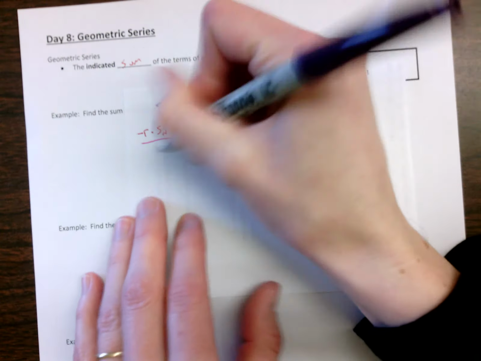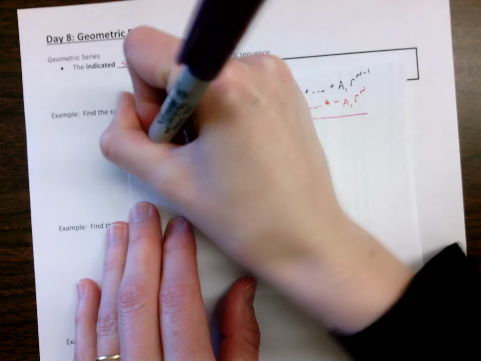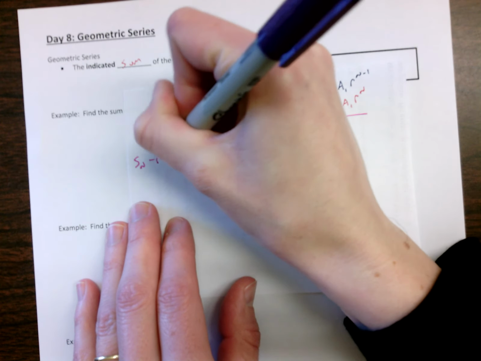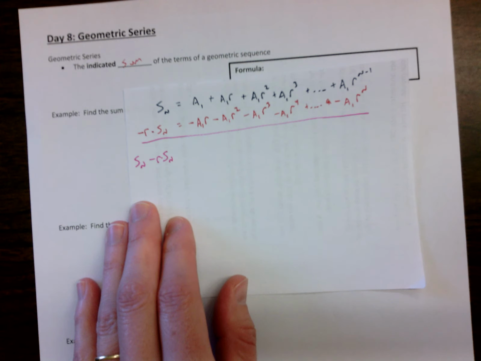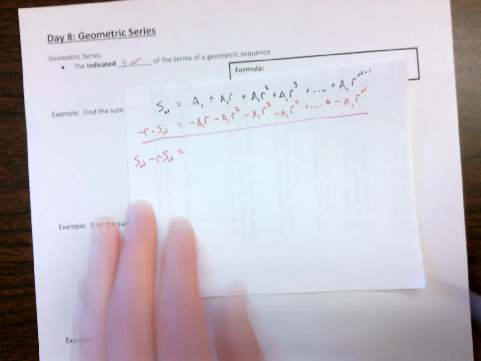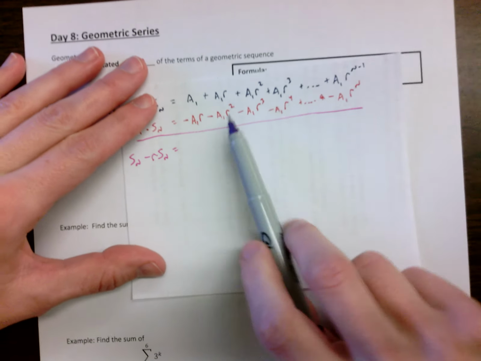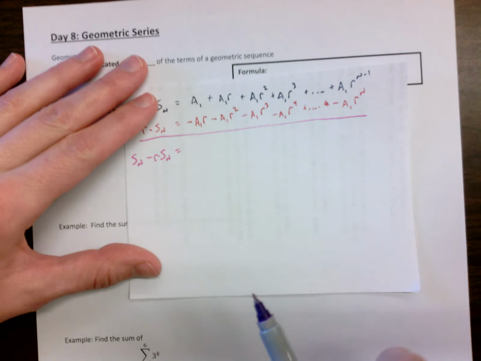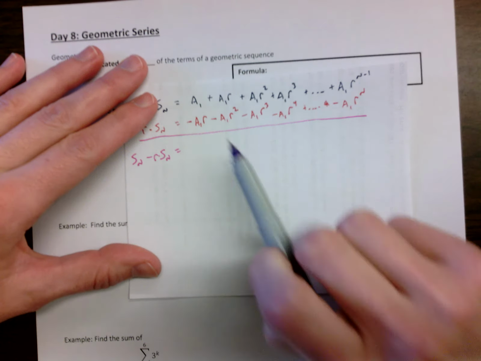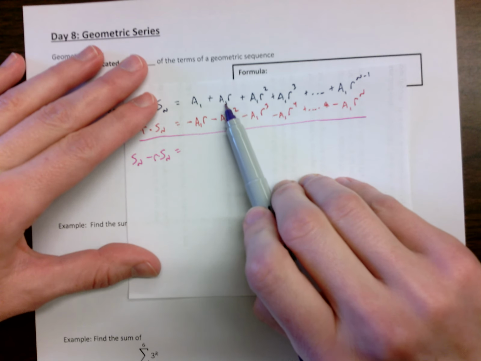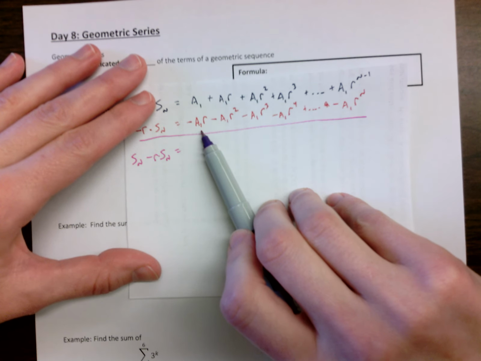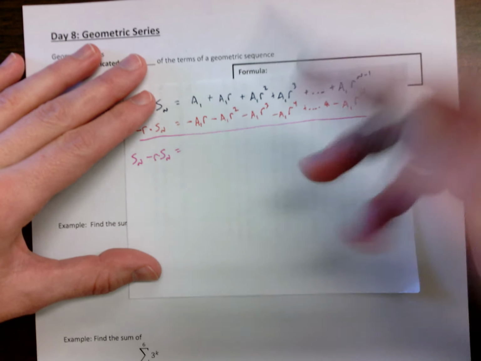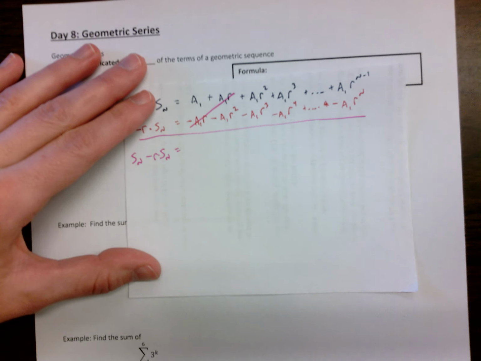On this side, I'm going to get s sub n and then minus r times s sub n. So nothing really interesting happens over there. Here's where the interesting stuff happens, because as you look at these two equations, you're going to notice something pretty cool. There's a positive a sub 1 r here and a negative a sub 1 r here. So if I add these two equations together, those are going to cancel each other out.